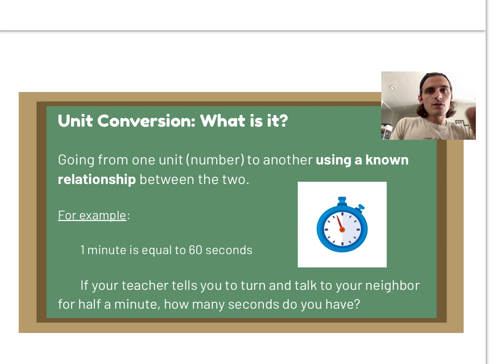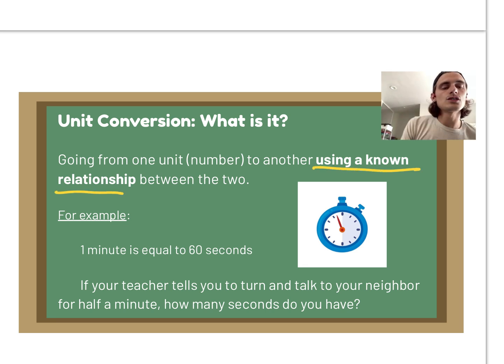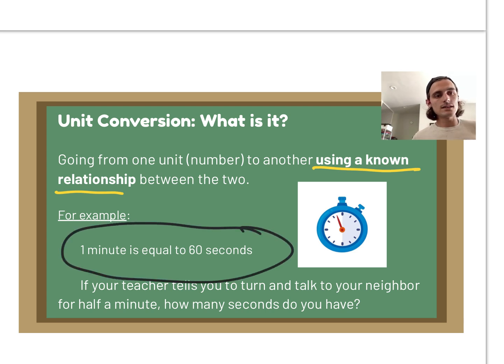So that's what we're talking about. And what is unit conversion? It's going from one unit or number to another using a known relationship. Make sure you got that: a known relationship between the two. So we're not just making up something and trying to convert between 55 cents and pennies. We know the relationship between those things. We know a penny is 1 cent. Here, for example, we know that 1 minute is equal to 60 seconds.